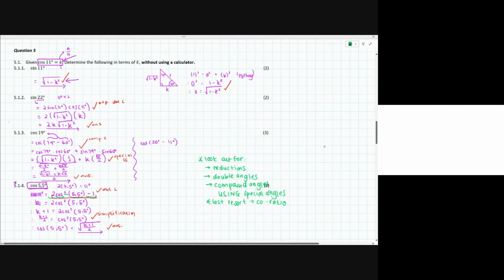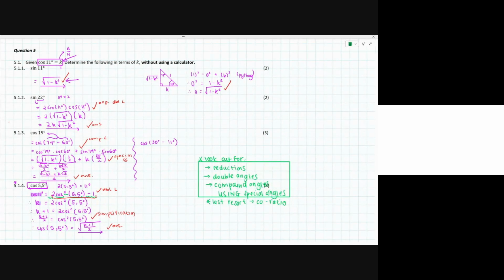But these 3, reductions, double angles, compound angles, particularly using the special angles, look out for those. Okay, that is what you should have in your head when you get questions like this. Yes, like I said, if you want to still screenshot with all of that, that's cool.